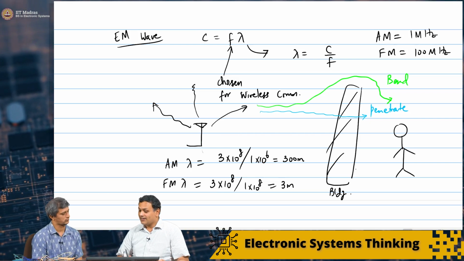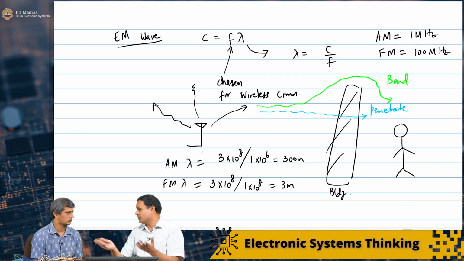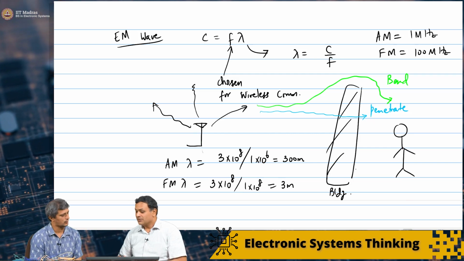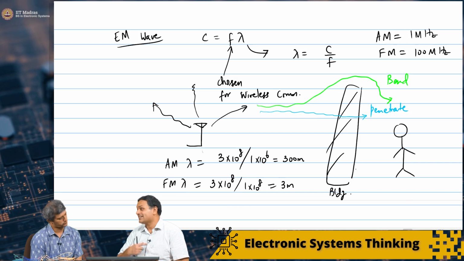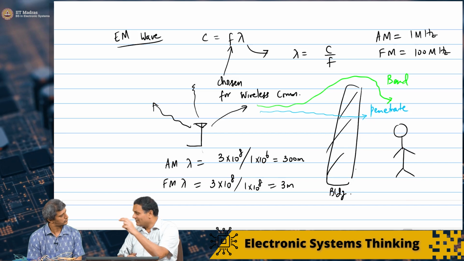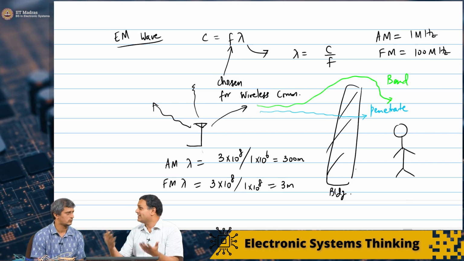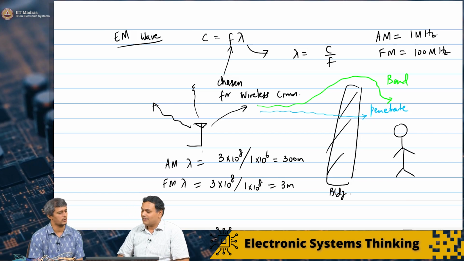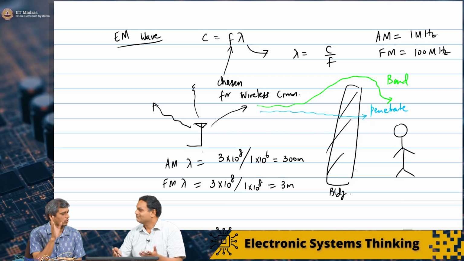Now, it is able to bend around structures which are large. 3 meters is still large. It is also able to penetrate. It turns out that the skin depth is also very high. So FM radio also you can receive. You may receive a smaller signal, but you can still receive very comfortably, beyond the building and all that. Buildings are not obstacles.